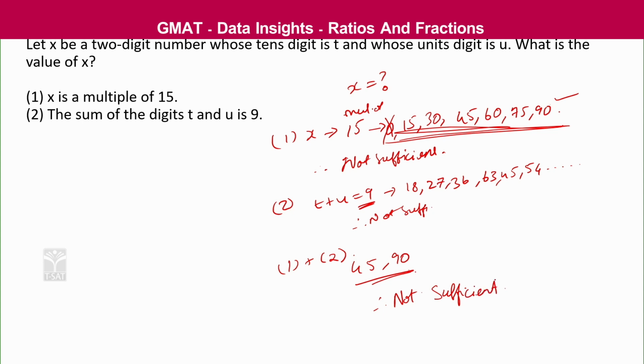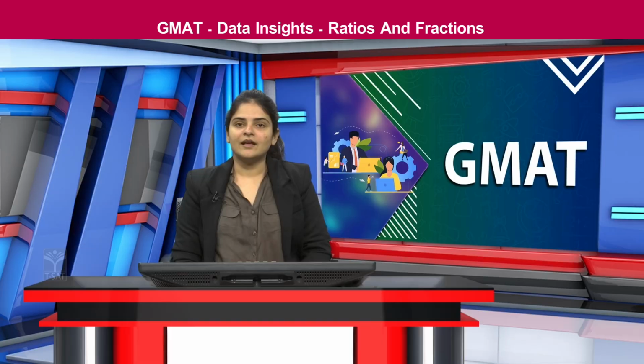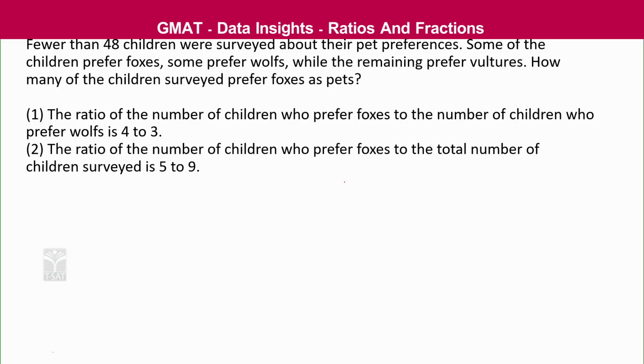So, when statement 1 alone is not sufficient, statement 2 alone is not sufficient, and statements 1 and 2 together are also not sufficient to answer the question, the answer becomes option E. E is our answer. Let us begin the next question now.